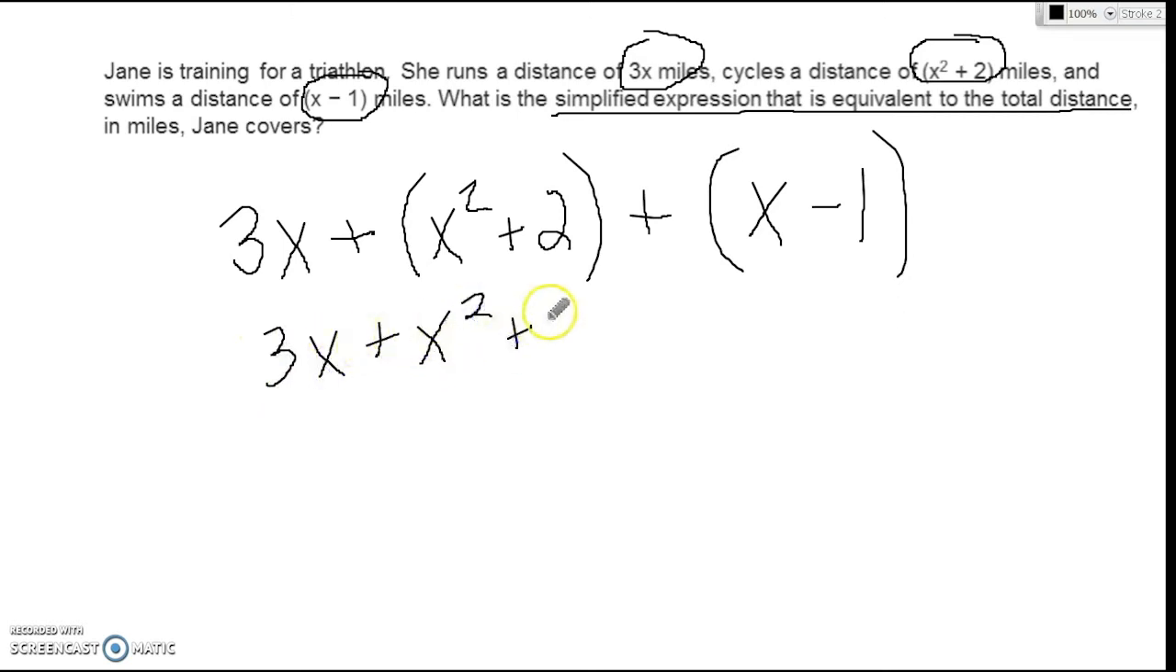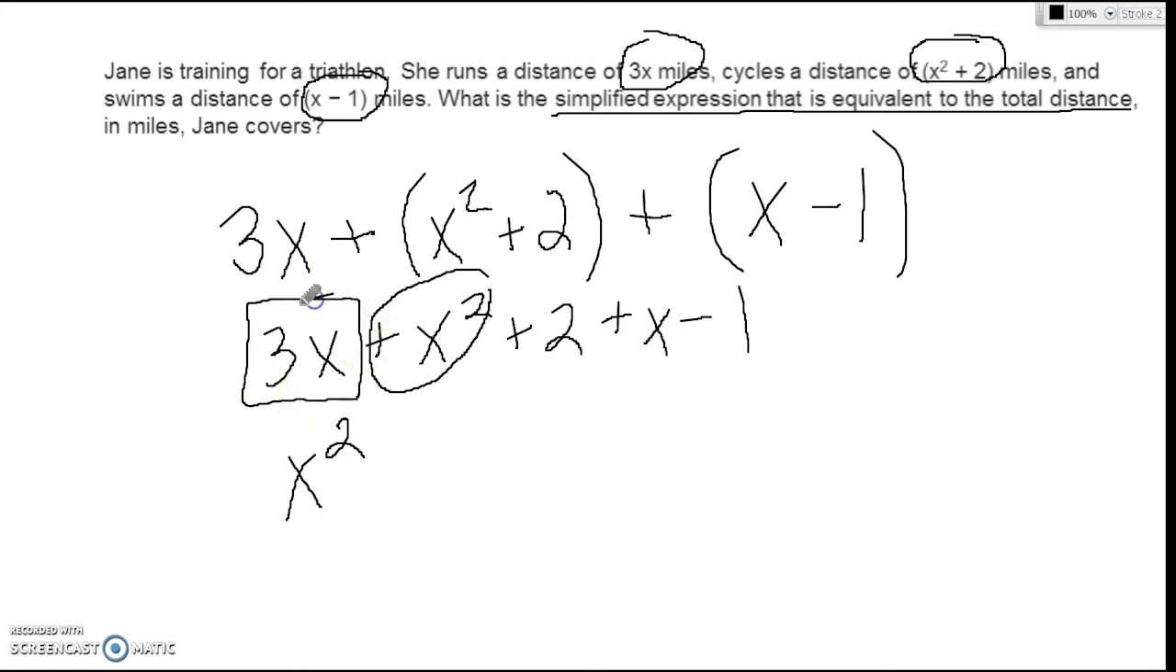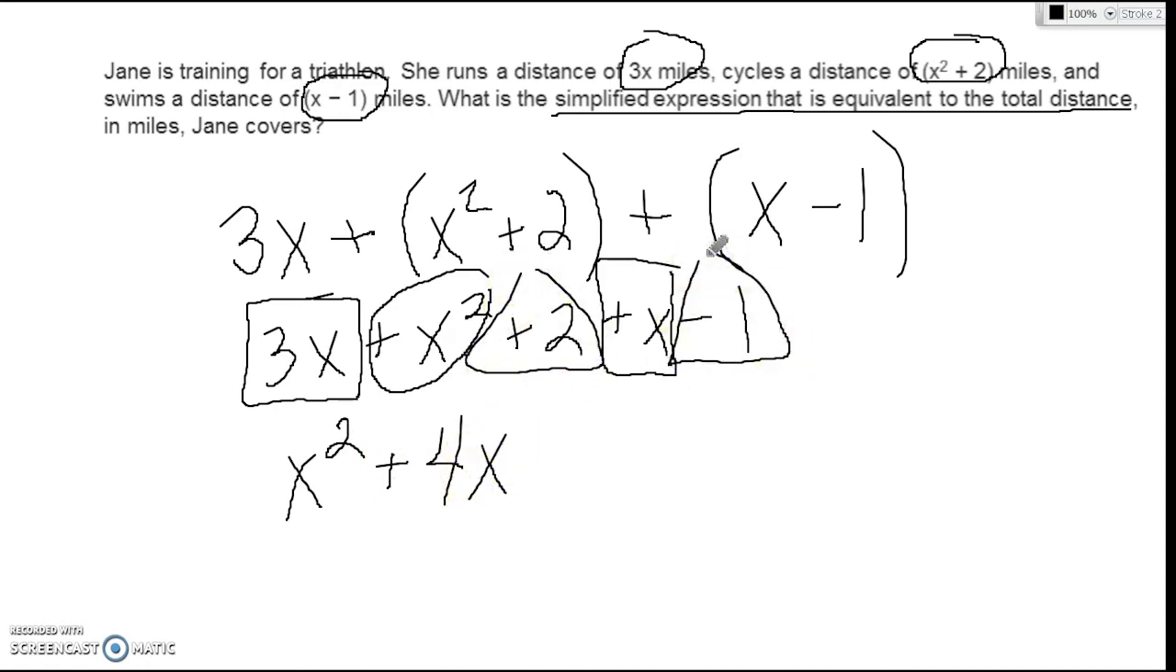So I'm going to rewrite this. And now I'm going to start with what I always like to do, which is start with the highest exponent. So I see I have an x squared here. I'm going to take my x's. 3x plus 1x is 4x. And then last but not least, I've got just my numbers. Positive 2 and negative 1 gives me a positive 1. And now we have our simplified expression to represent Jane's total distance covered.